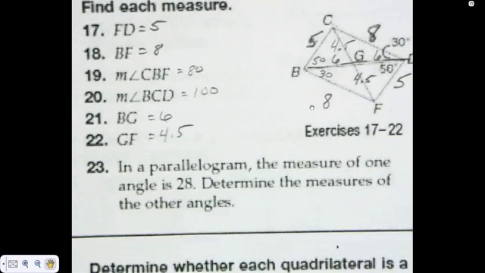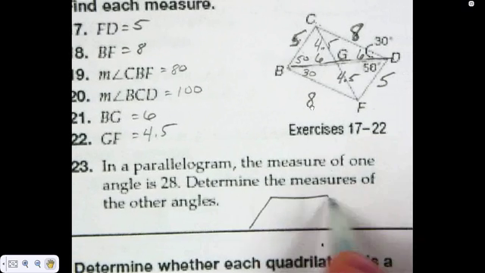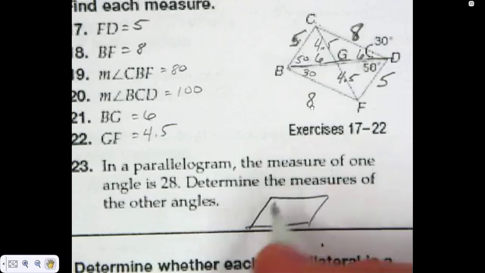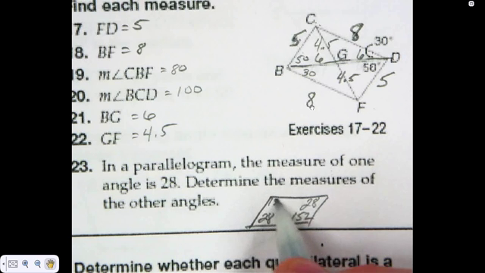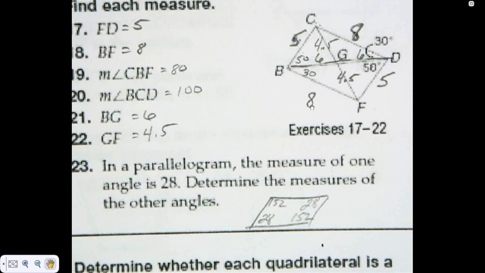And then the next is, in a parallelogram, one of the angles is 28. Determine the measures of the other. If this was 28, what's this one? What's this one? How'd you get 152? Subtract from 180, yes. 152, right?